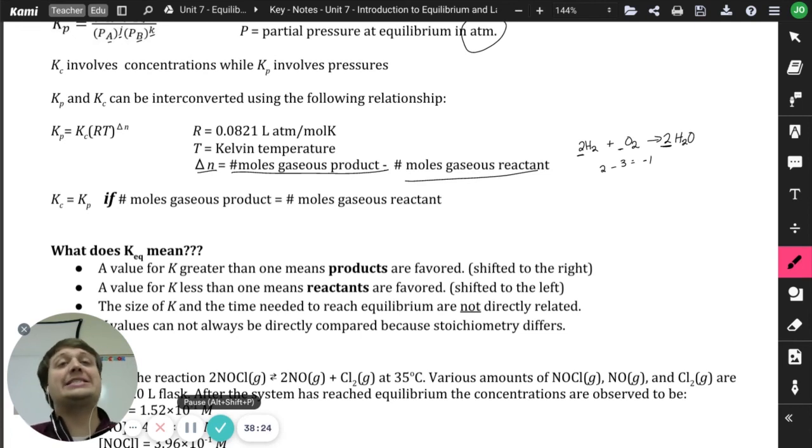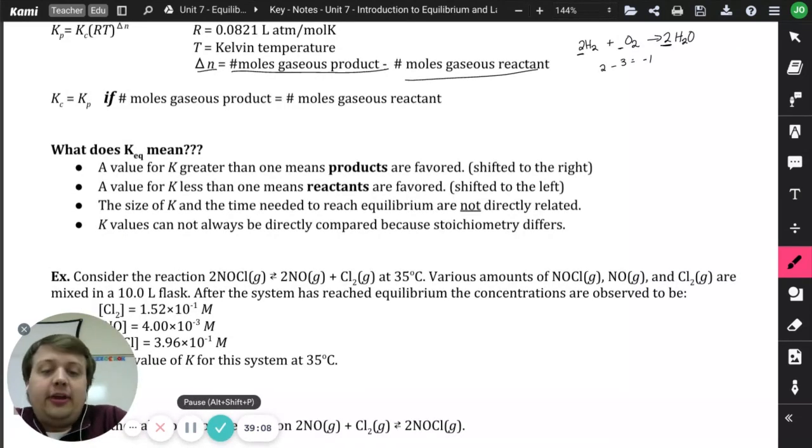Now, let's say my K is less than 1. What that tells me is that it is reactants favored. So we've got a lot of product now, so now we're going to become reactant favored and start to produce some more reactants. Okay? And so it's basically telling us how this reaction is going to shift until it finally reaches equilibrium.